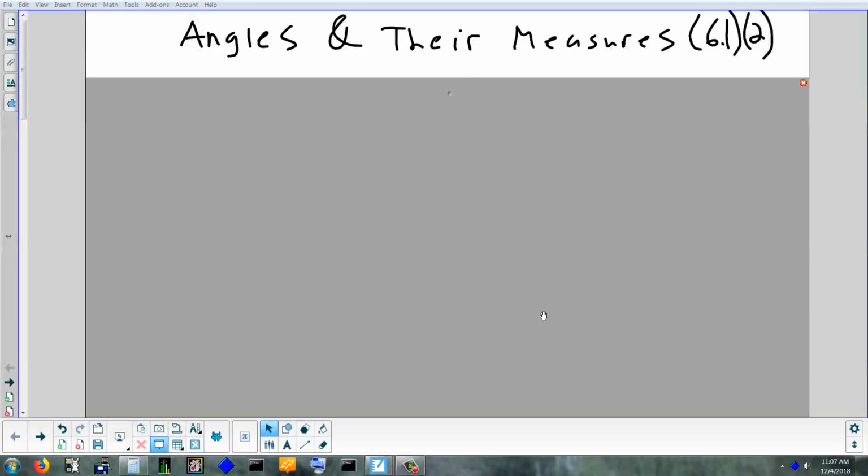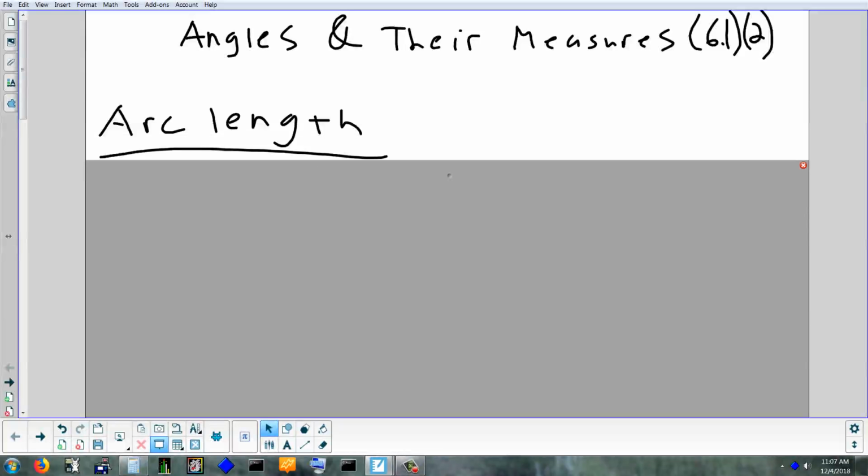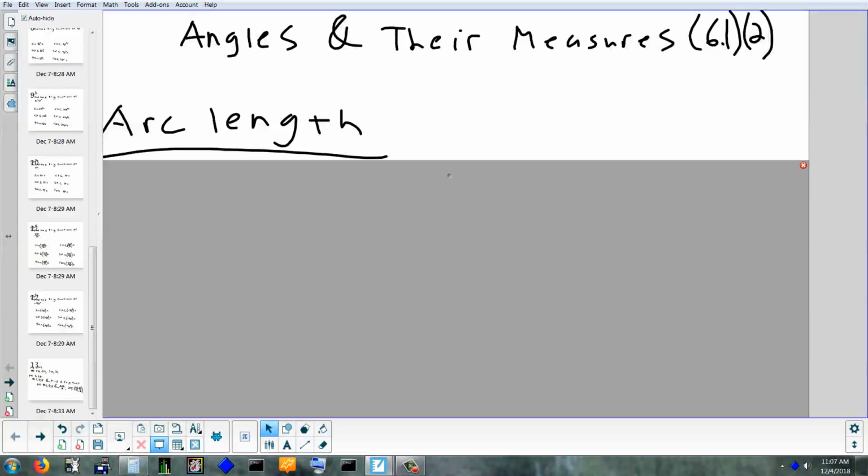All right, so let's continue looking at section 6.1. So we talked about angles and how we measure them. We're going to talk a little bit more today about a couple things. We're going to talk about arc length, and we're going to talk about another concept called angular velocity.